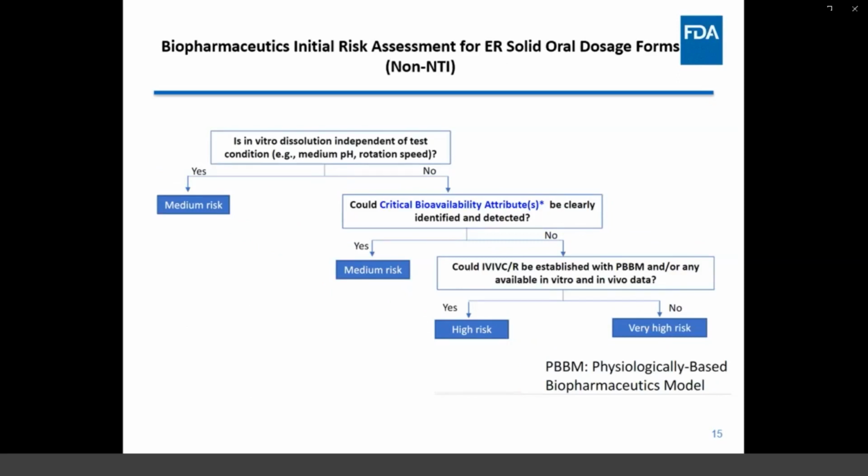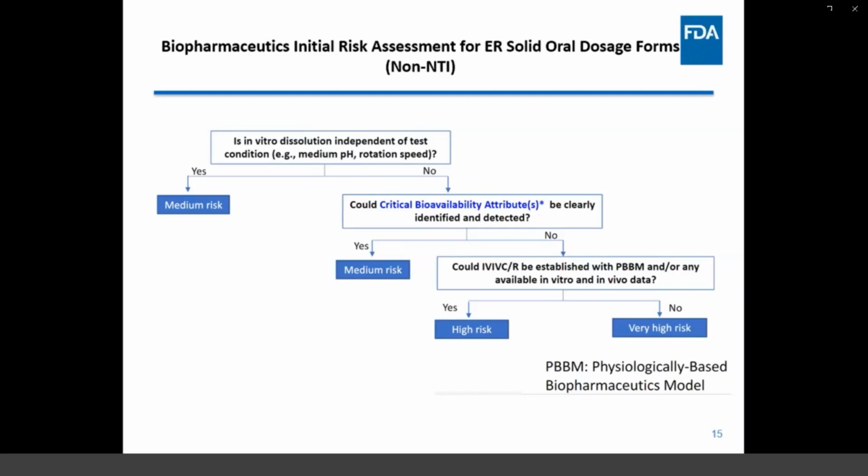If dissolution is consistent and not pH dependent, then that would be a medium risk. And we proceed similarly as we did in the last decision tree by evaluating the CBAs to ensure that they are adequately controlled and identified. However, if the dissolution is not independent, and they're unable to identify a CBA, then we would move forward to looking at if an IVIVC can be established with PBBM or any other available in vitro or in vivo data.